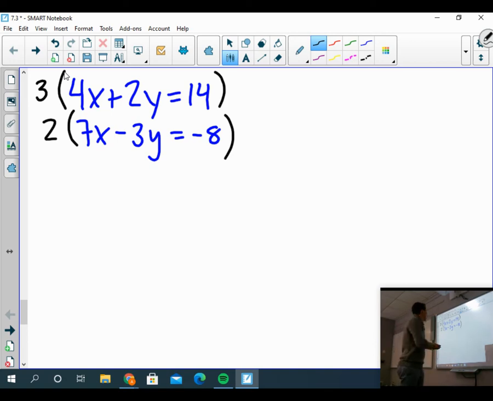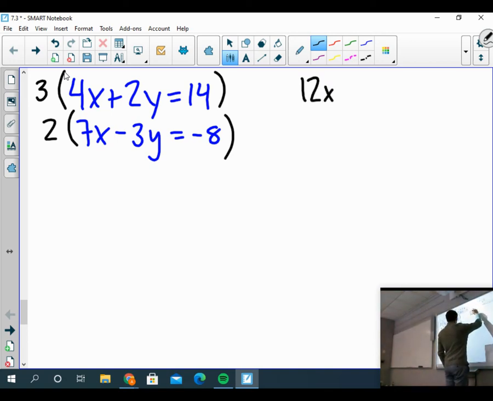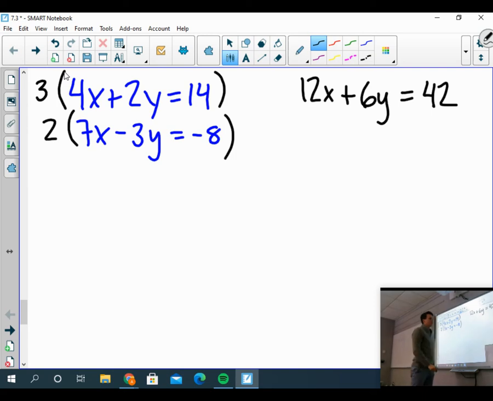Why am I doing that? Because then those coefficients will line up. So I do that and I get 12x plus 6y equals 42, making sure I multiply everything through in my top equation. Then I multiply my entire bottom equation by 2.